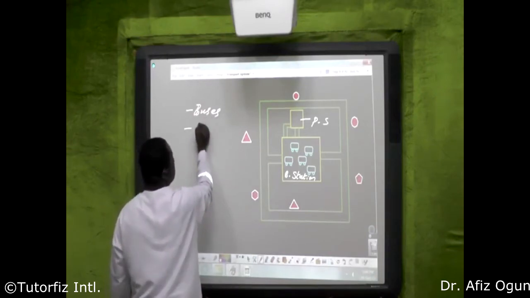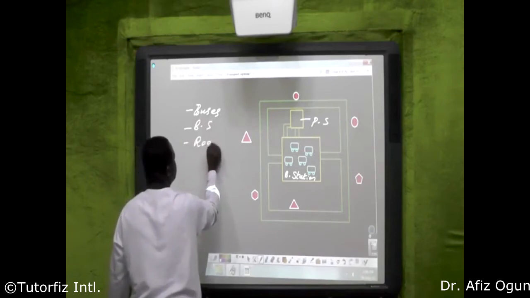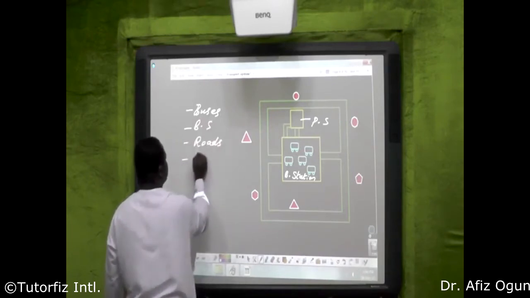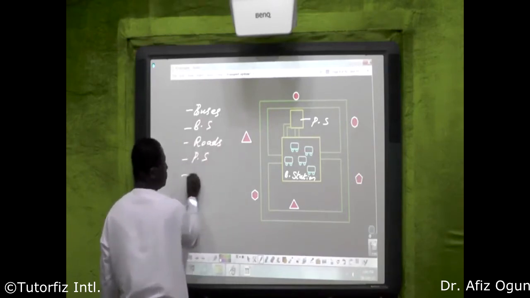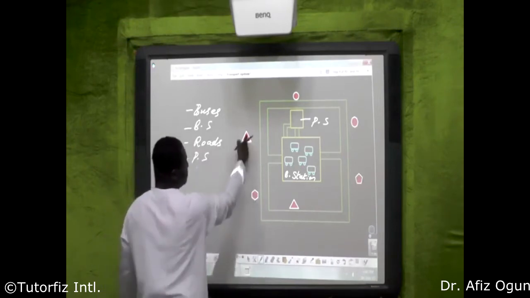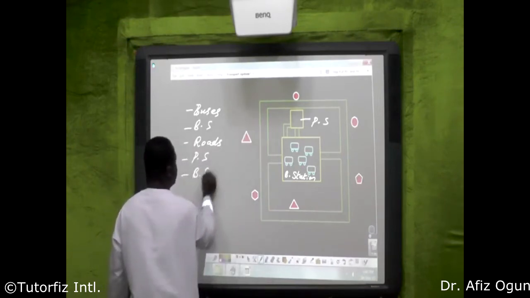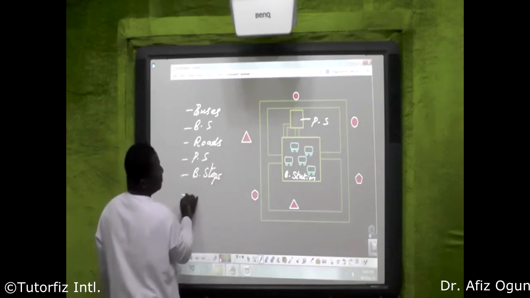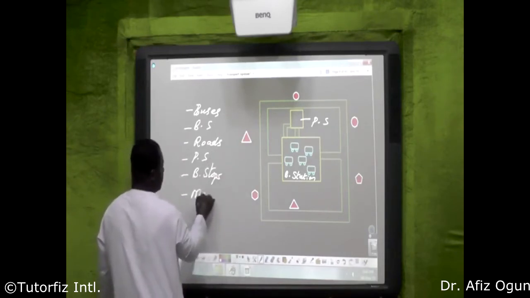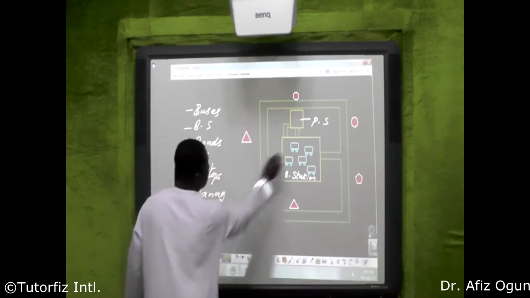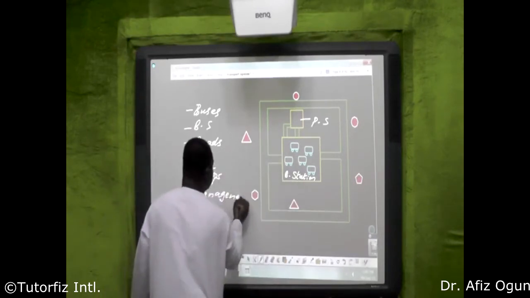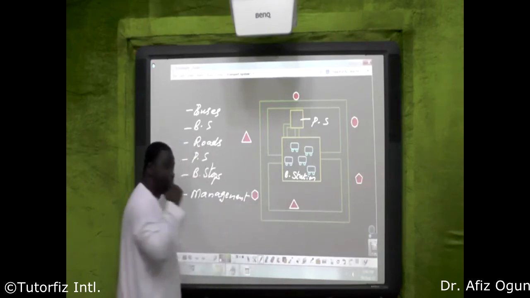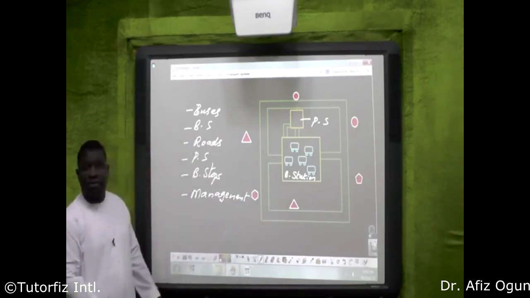Of course, the bus station, the roads, the petrol stations, these bus stops, and the manager directing the affair, the management directing the affairs of the buses.